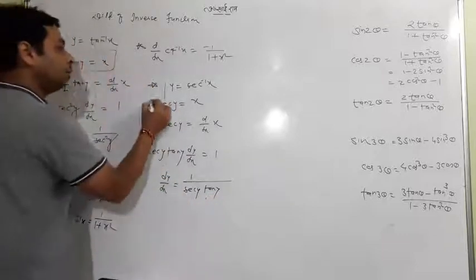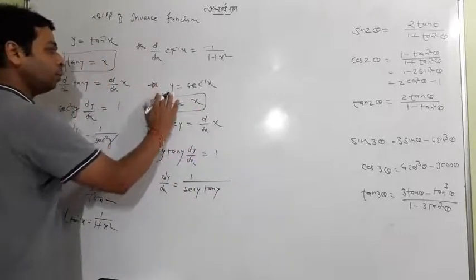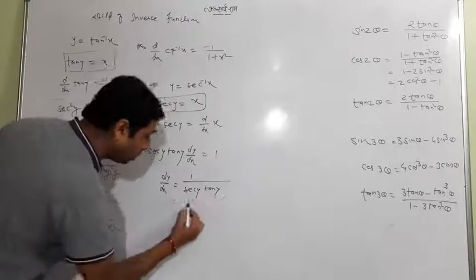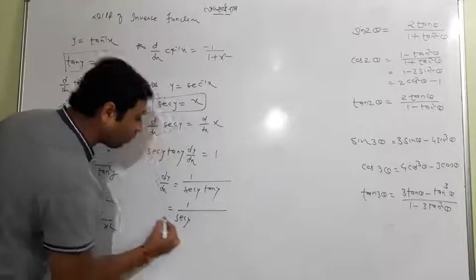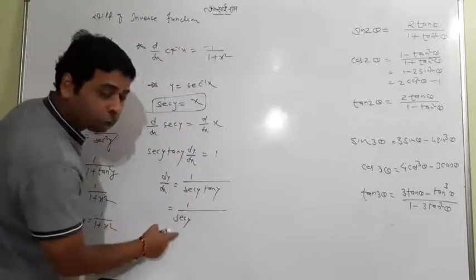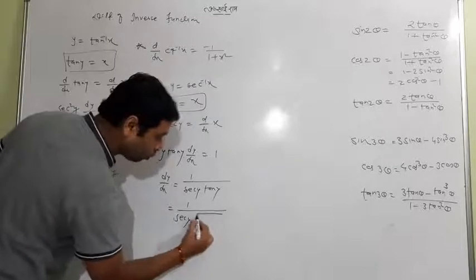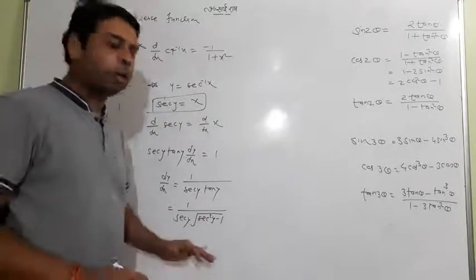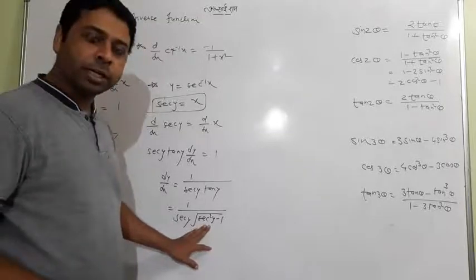You have sec y equal to x. So sec y will be x, but tan y you have to change in terms of sec, because we have the substitution of sec y, which is x. So sec y will be x no matter what, but tan y you have to write as the square root of sec square y minus 1. It is not a special thing, I already studied it in class 10th.